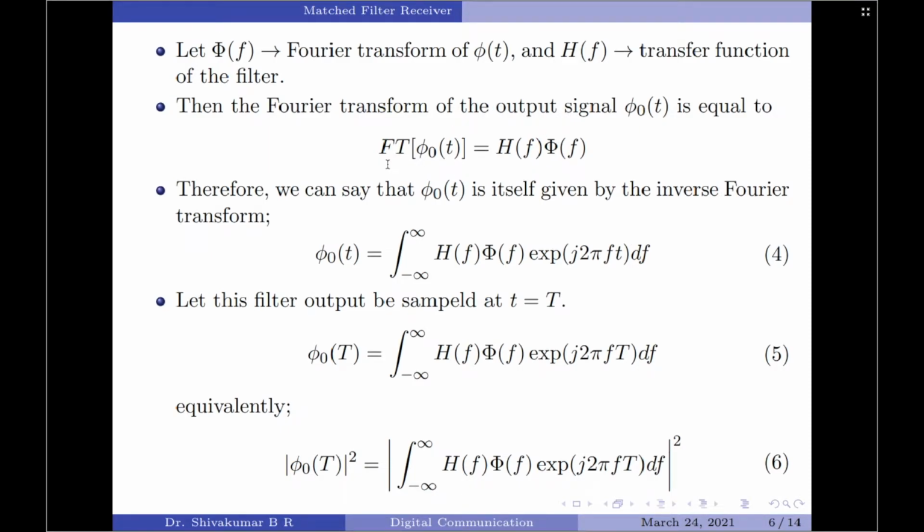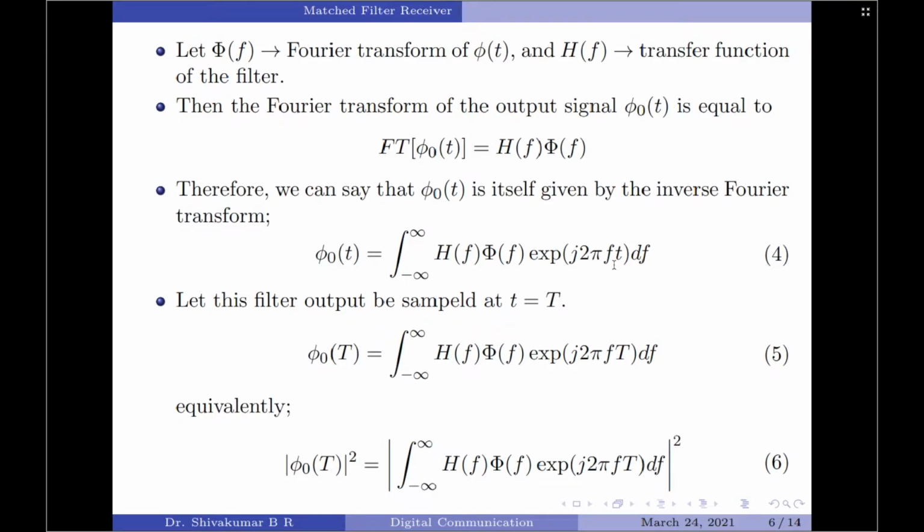So the Fourier transform of phi naught of t equals H of f into phi of f. Also, we can say that phi naught of t is itself defined in terms of the inverse Fourier transform, given as phi naught of t equals the integral from minus infinity to plus infinity. We will now put the Fourier transform of phi naught of t, which equals H of f into phi of f. This part is written here, multiplied by exponential of plus j 2 pi f t into df.